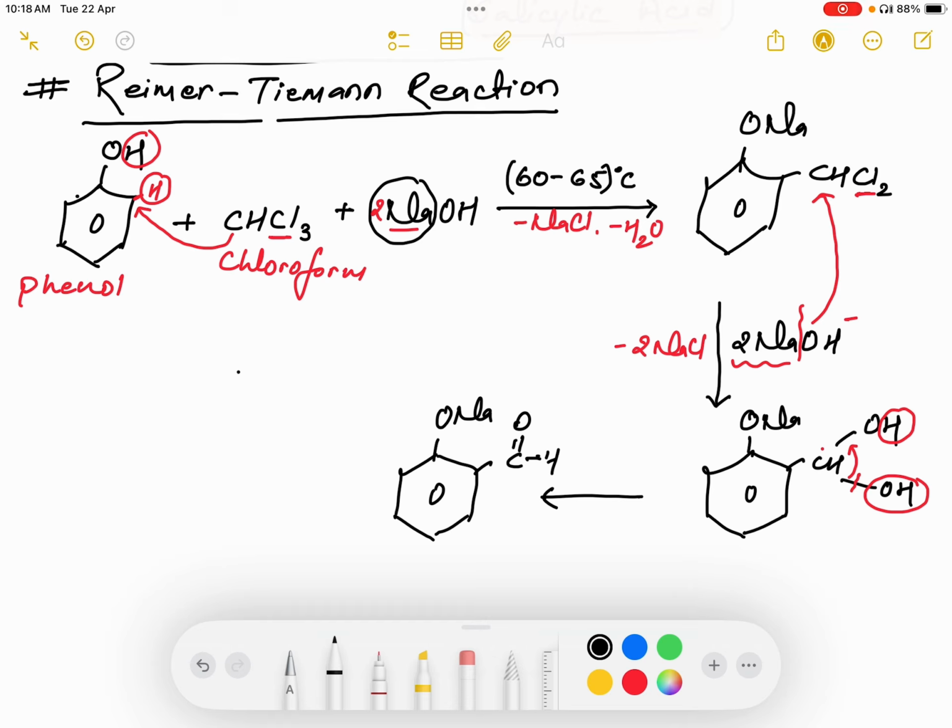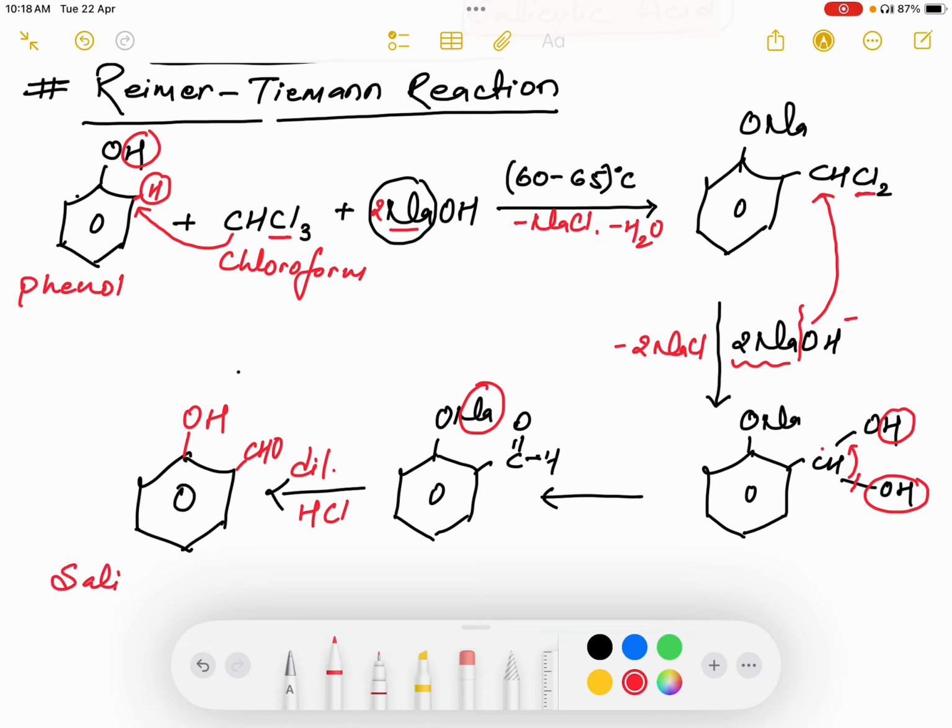Further, this is being treated with dilute HCl, and what will happen is this Na will be replaced by H, and here will be OH, and here we'll have a CHO group, and this is what we call salicylaldehyde.